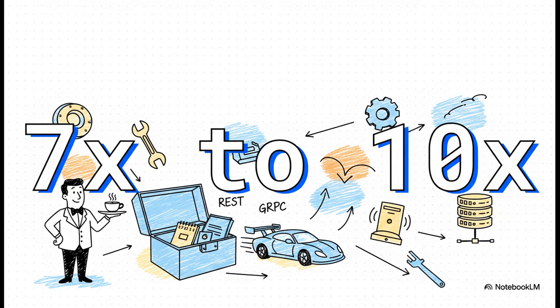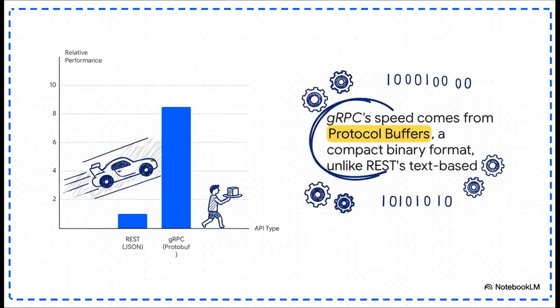Get this. In a lot of scenarios, gRPC can be anywhere from 7 to 10 times faster than a traditional REST API. I mean, that is a massive, game-changing performance gain. And it's absolutely critical for systems that need to communicate internally at lightning speed, like all the tiny microservices running inside Netflix or Uber. And the way it pulls off this incredible speed is by using something called protocol buffers.